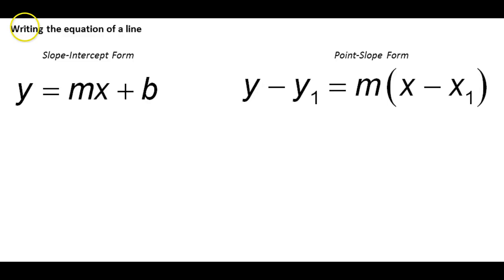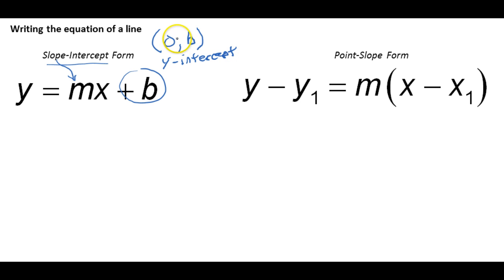Alright, this video is all about writing the equation of a line, and to do that you can use one of two formulas: slope-intercept form, where m is your slope and the letter B represents the y-coordinate of the y-intercept. That's a letter B, not a 6. So this is your y-intercept here, your xy coordinate of the y-intercept.